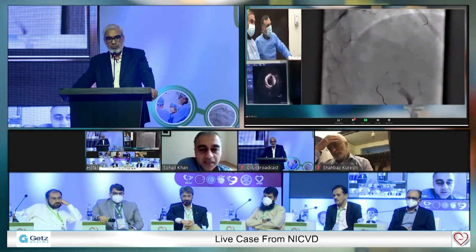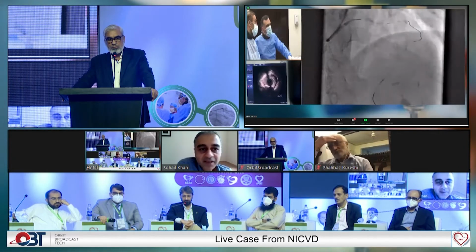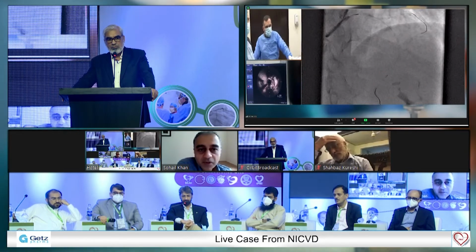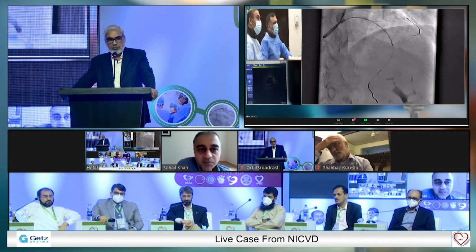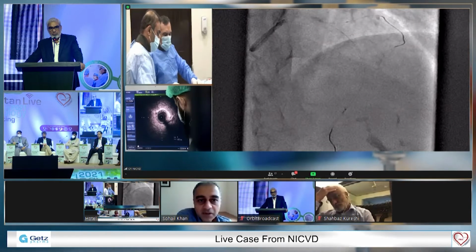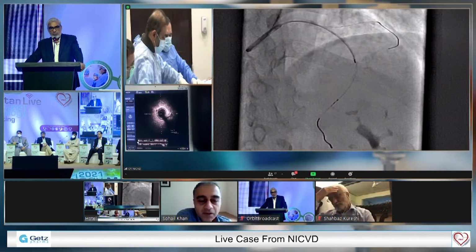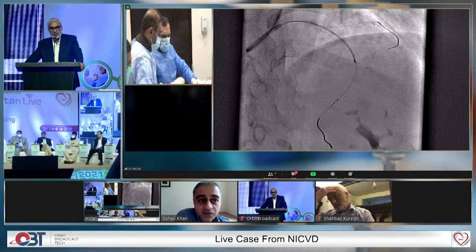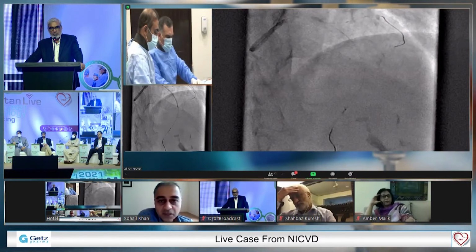The reason why I like the DK crush is basically I will not lose wire access to the main vessel. So I would consider the LAD to be the main vessel. The problem with the culotte is that if you're going to stent into the circumflex, you're going to have to, at some stage, pull out the LAD wire. And there are instances when operators have struggled to get back into the LAD, rewiring, and particularly if you've got calcium there, then wiring will become more of a challenge. So, I think you've got to go with what the operator is most comfortable with.